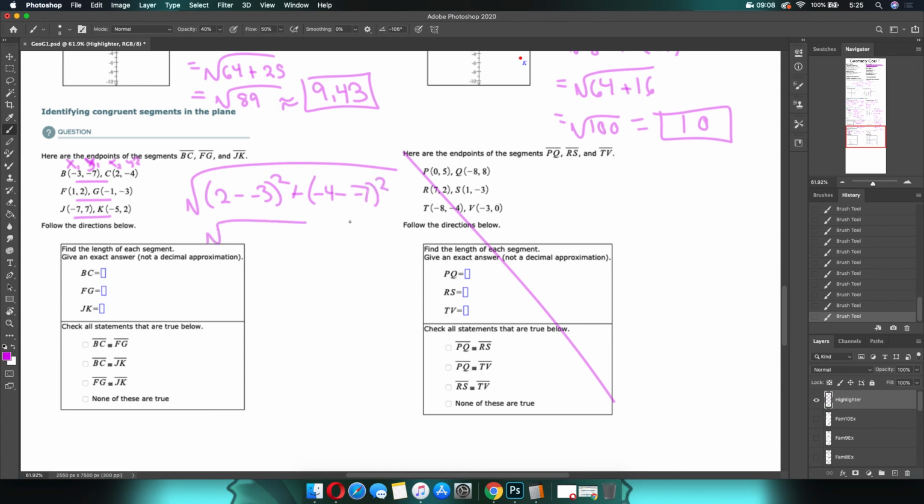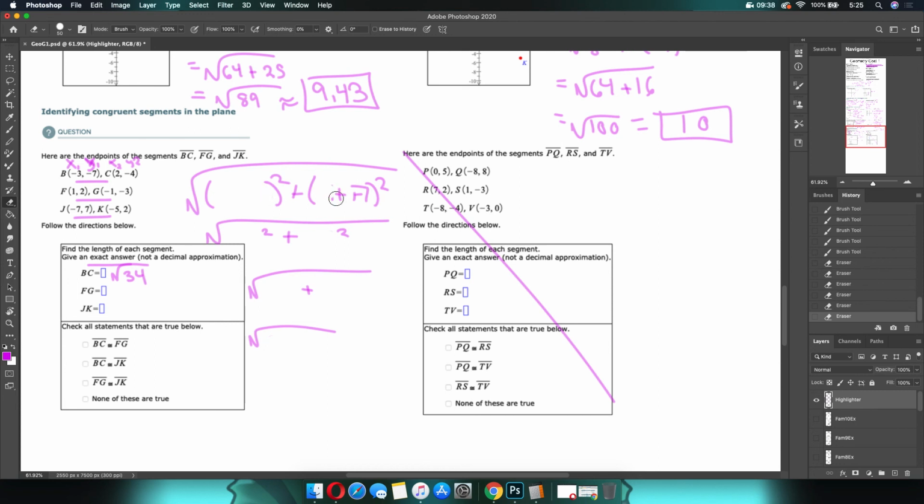So that is going to be what? That is going to be double negative, double negative. So that's going to be 5 squared plus 3 squared. And what is that going to be? That's going to be 25 plus 9. Let's see here, exact answer. All right, so that's going to be 34. So this one is going to be root 34. I'm cheating a little bit because I happen to know that 34 does not divide evenly. All right, so that's our first one.